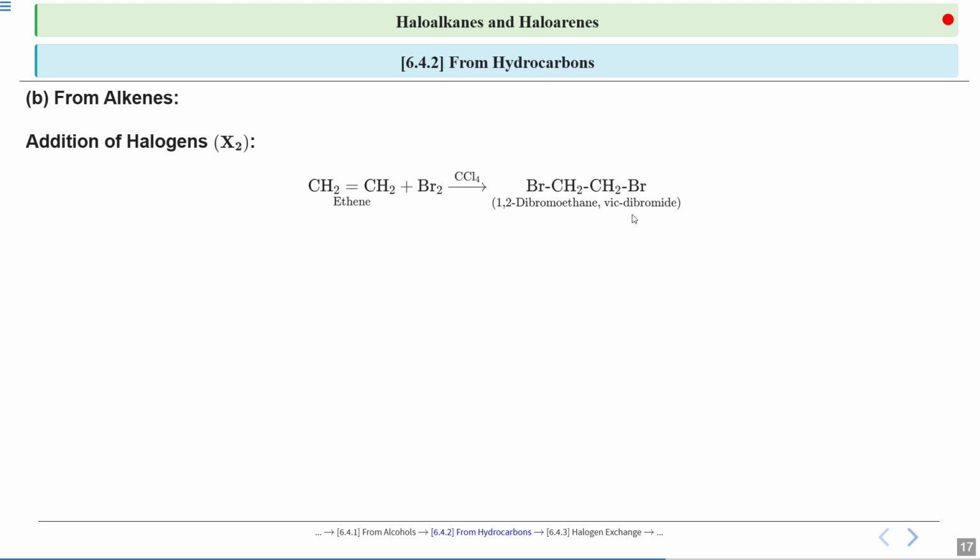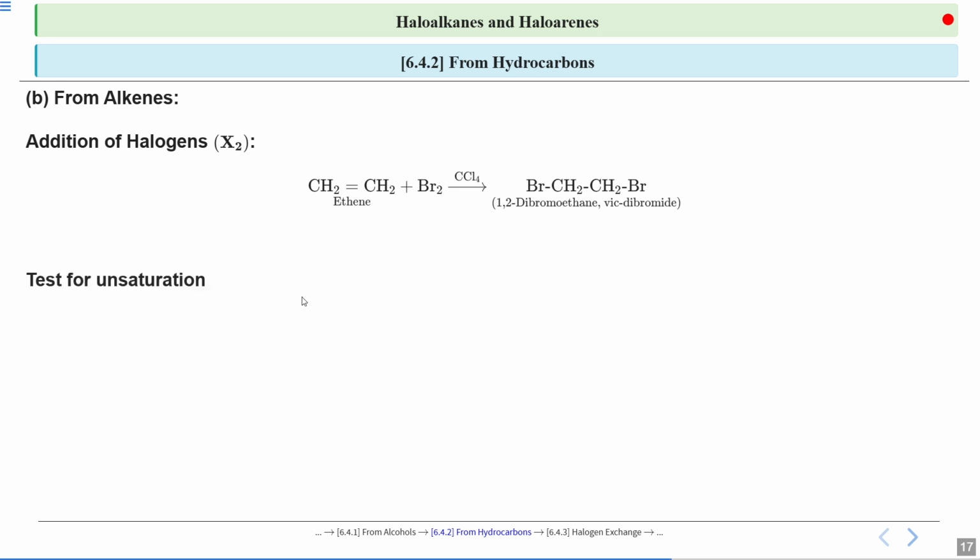Or the common name is vicinal dibromide, because the bromine is attaching with one carbon and the other bromine is also attaching with the adjacent carbon. So two bromines are attaching on adjacent, different carbons. So this is a vicinal dibromide. This is the common name.